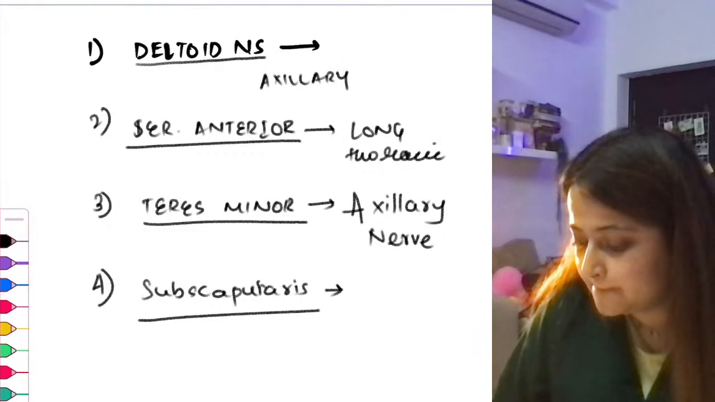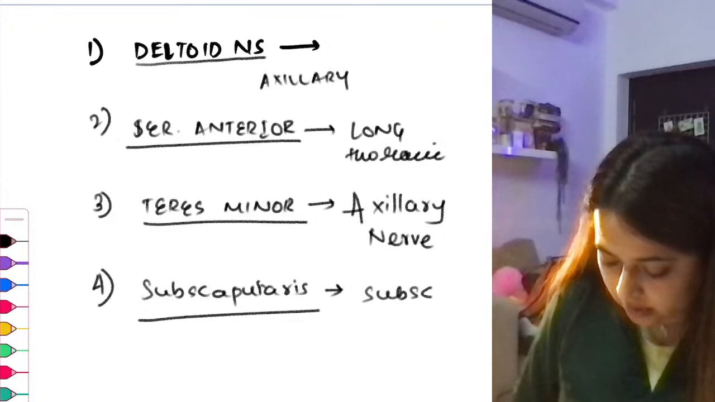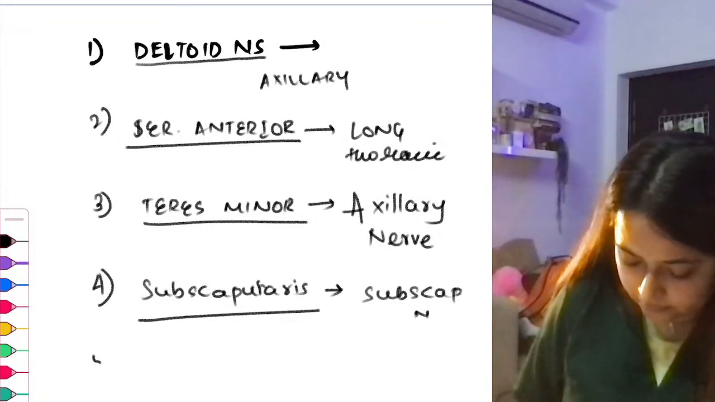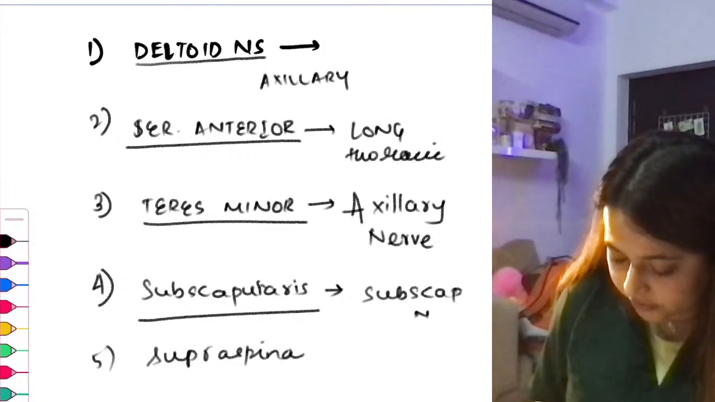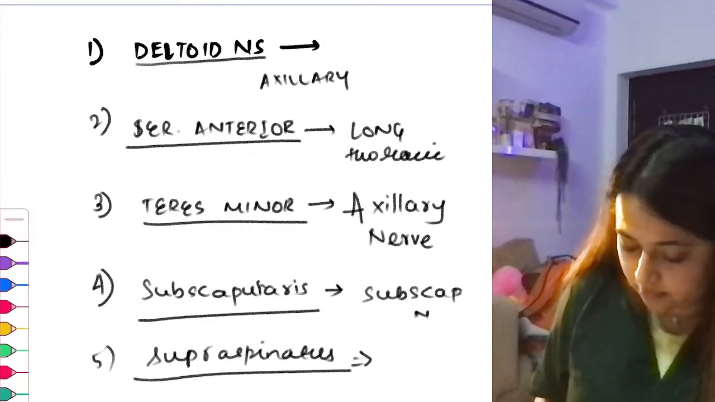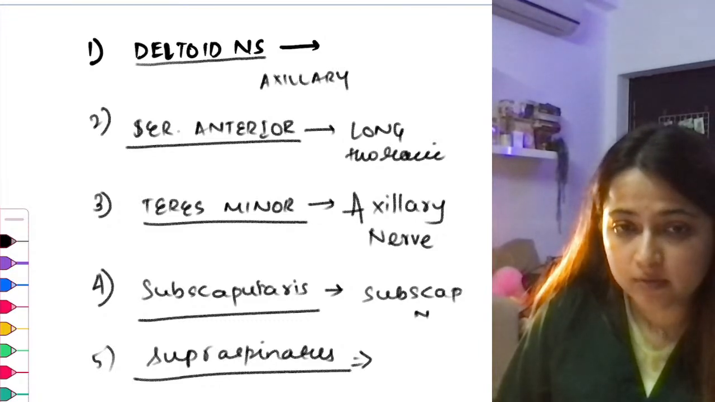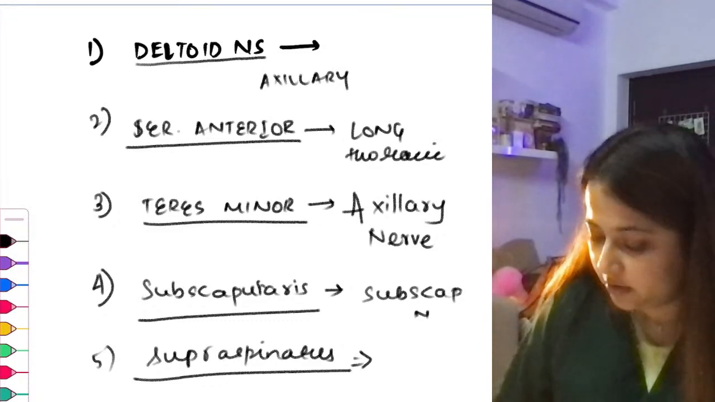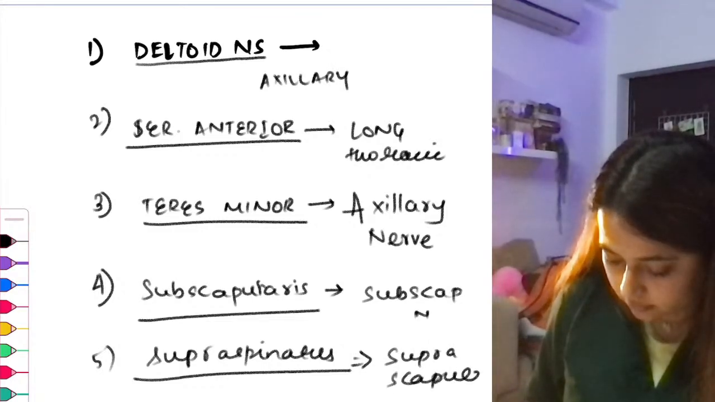Anyone? Exactly. Subscapular nerve. Supraspinatus nerve supply. It will start with supra, but it won't be spinatus. It would be suprascapular nerve.